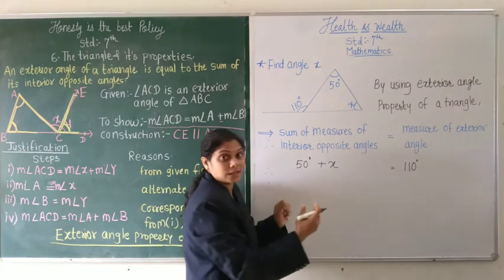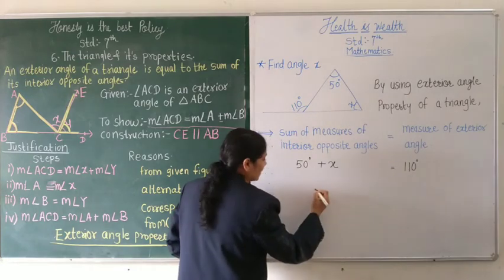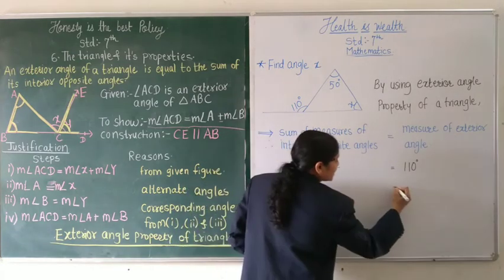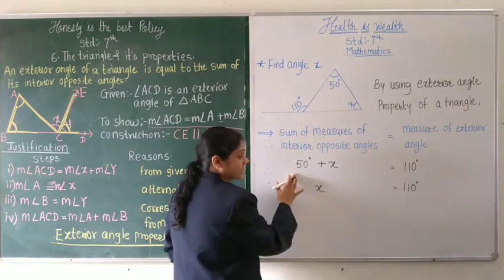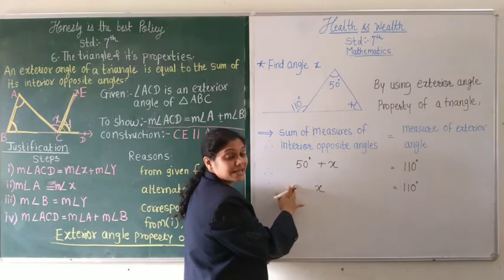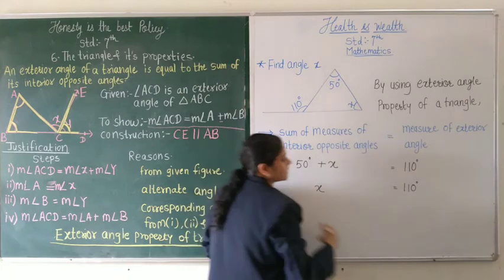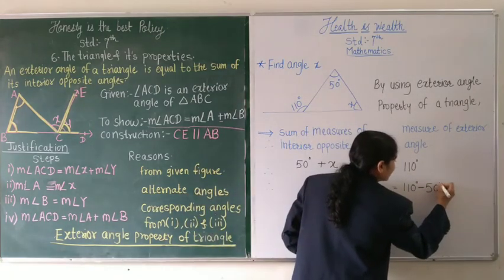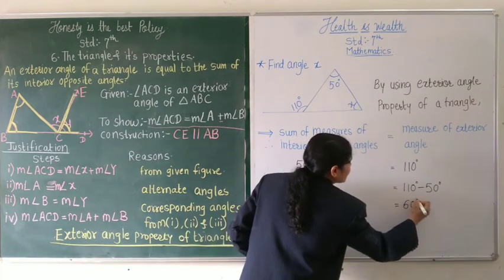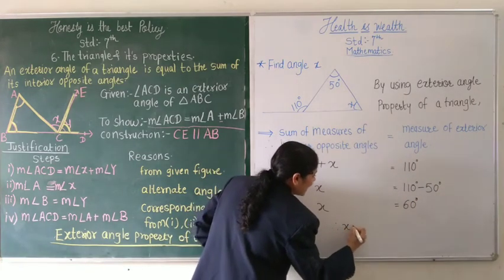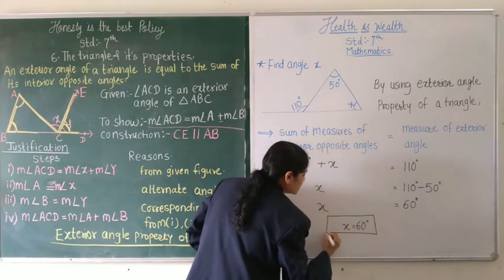So now we will keep the alphabet on one side and the numbers on the other side. So I will keep x here, is equal to 110. Now I have to change the place of 50 degrees, and while changing its place, its sign will also change. So plus 50 becomes minus 50. So what will be the value of x? x is equal to 60 degrees. So therefore, in a bracket or in a box, I can write that x is equal to 60 degrees.